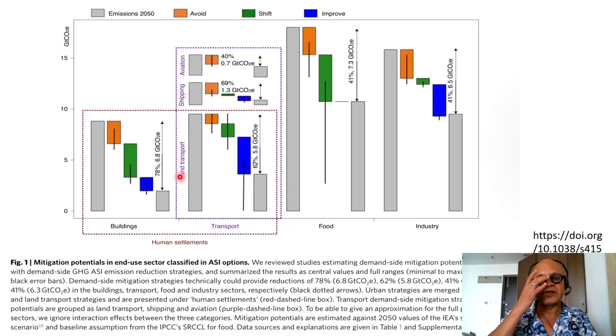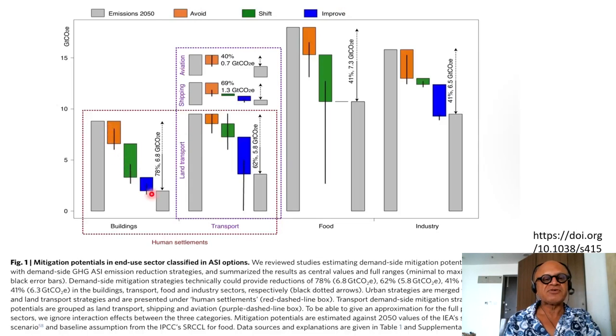And the sectors are looked at here as human settlements, which include building, transports, including shipping and aviation. And there is the food sector and industry, and these are the estimated emissions, projected emissions by 2050. And as we have done before, we looked at how much of that can be potentially reduced by these demand side solutions in each. So these are the color codes: avoid, shift and improve. We'll see what they mean in a minute.